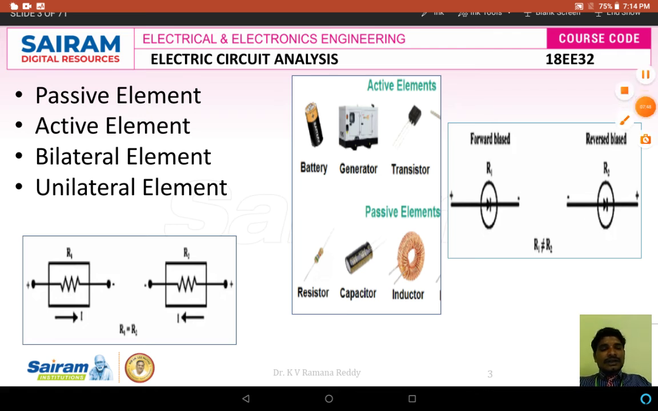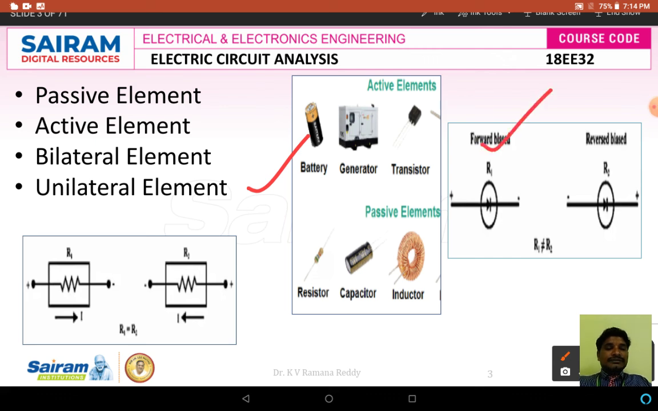The next element is the unilateral element. Which element is called a unilateral element? Unilateral elements are those elements which allow current only in one direction. Those elements are called unilateral elements. The best example for understanding the concept of a unilateral element is the diode, because a diode allows current in forward bias condition, and does not allow current in reverse bias condition.